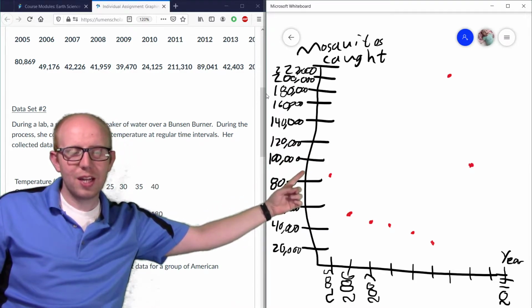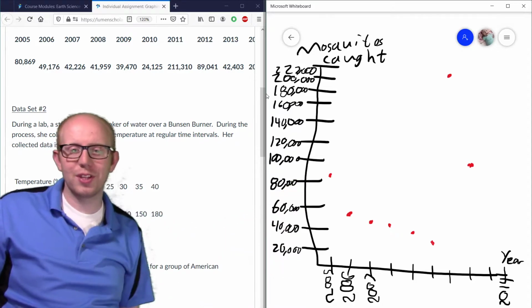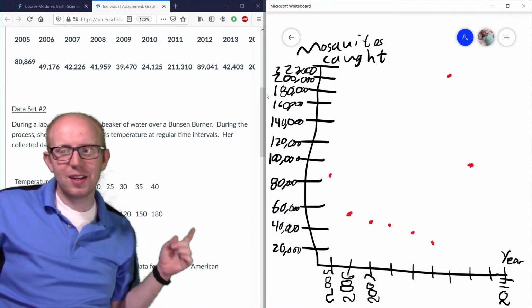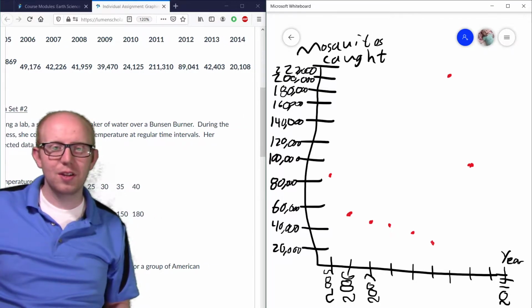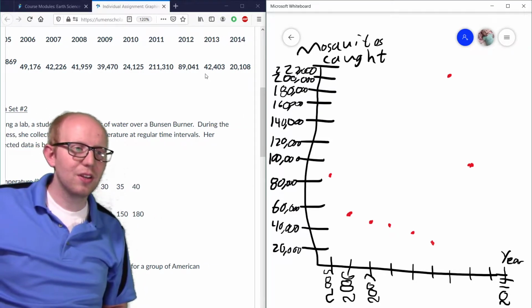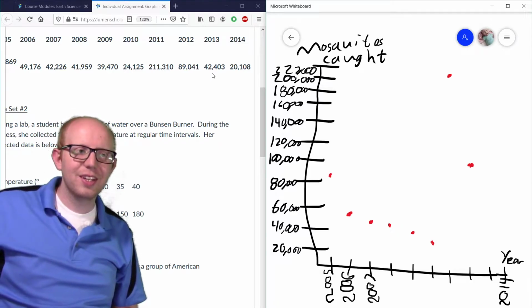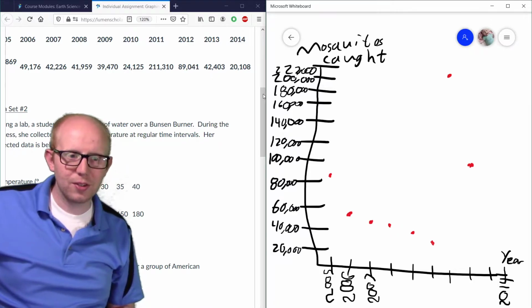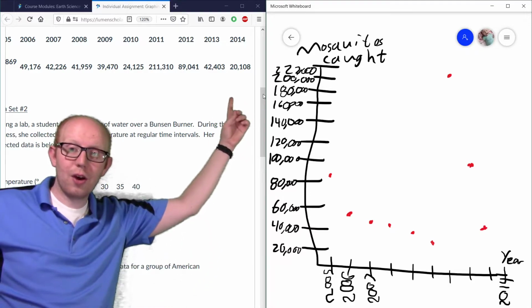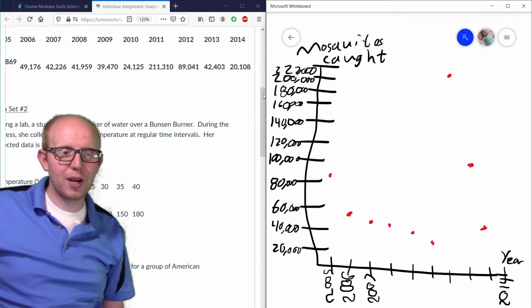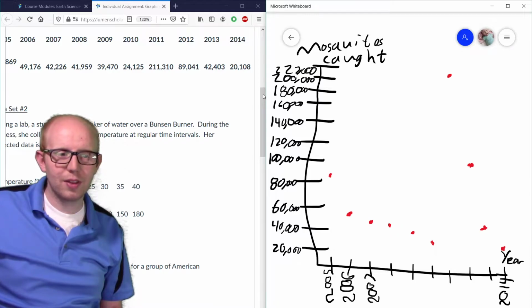here. And I apologize, it's not showing my cursor within the graph for some reason. And then 2013, we're at 42,000. So we'll go back to 2013, around 42,000, around right there. And then last of all, 2014 is all the way down at 20,000. So we'll go back down to about right there.